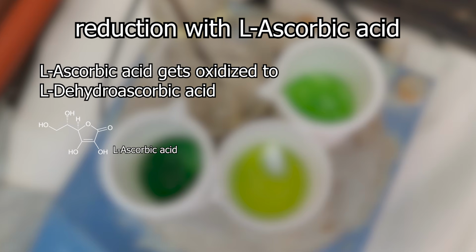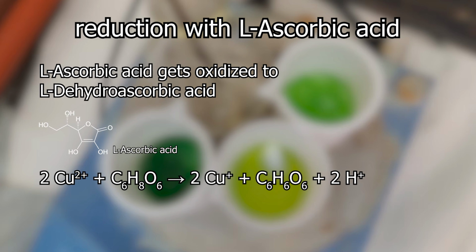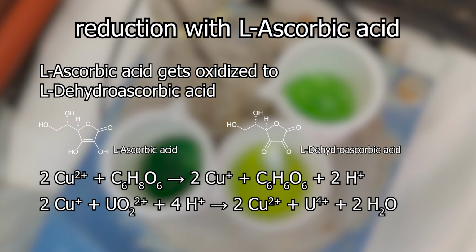What happens here is that L-ascorbic acid does not directly reduce the uranium in the uranyl ion, but instead it reduces the divalent copper from the copper sulfate to monovalent copper. And this monovalent copper ultimately reduces the uranium according to this reaction. That means you add copper ions to enable the reduction of uranium with another reducing agent that can't directly reduce the uranium. Copper is not consumed in this case, so it's a catalyst.